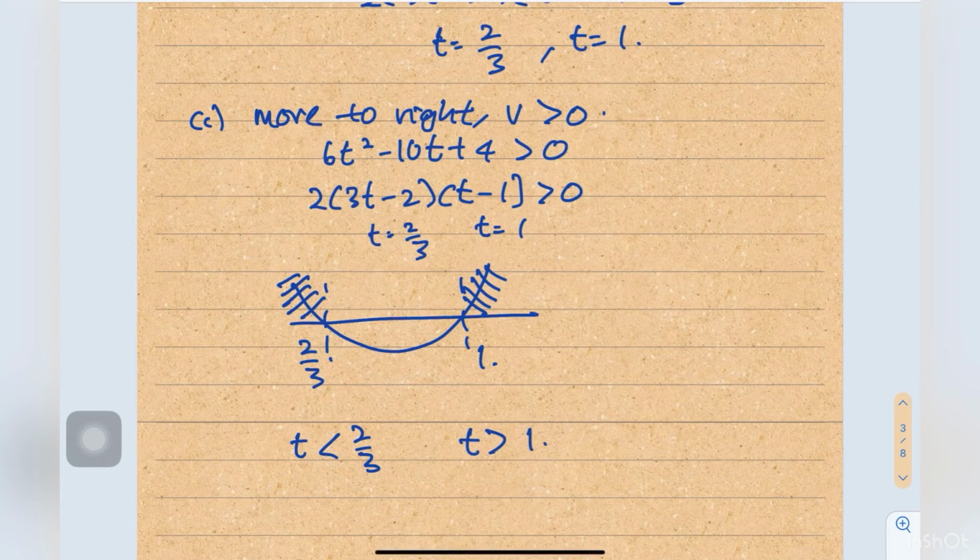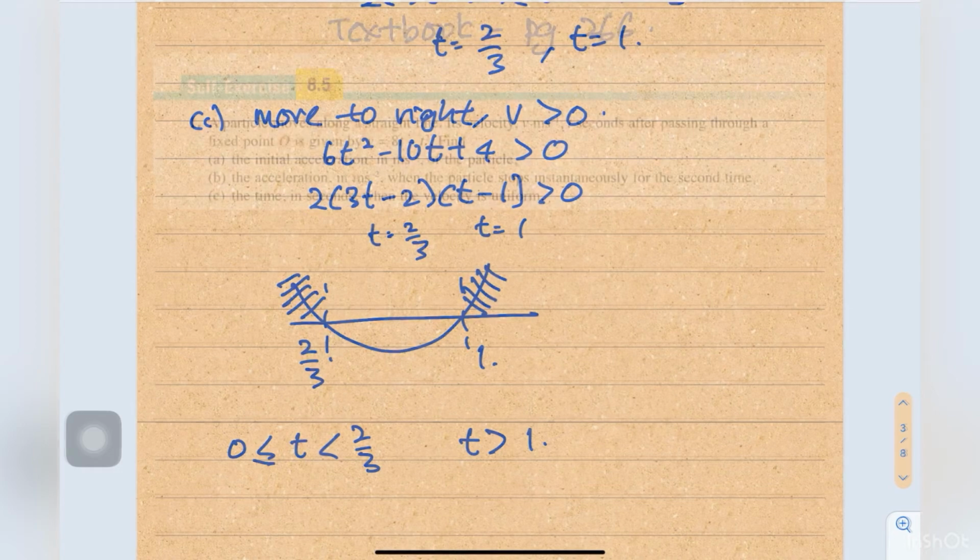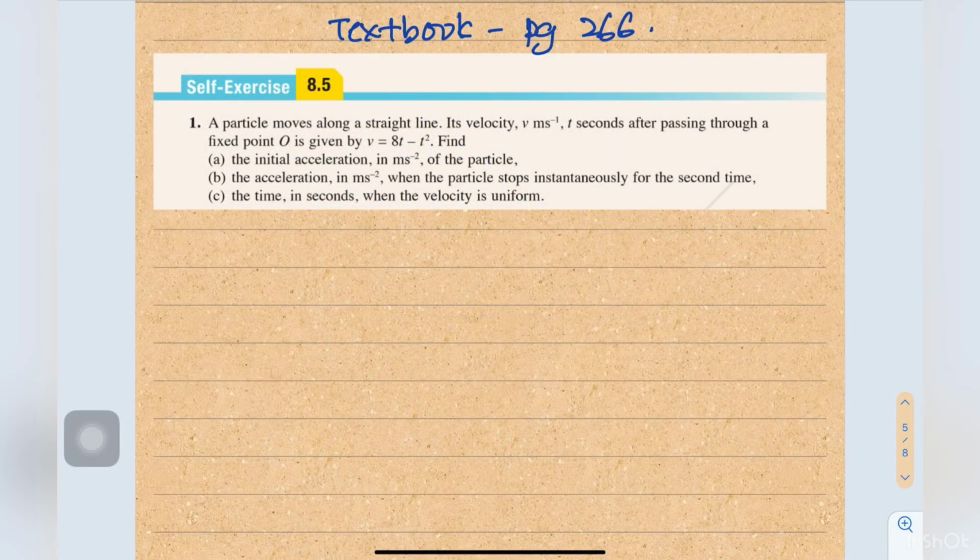Okay, but this one t is time. Okay, time is a scalar quantity, always positive. So you have to limit this one, t less than 2 over 3. This one you must put t more than or equal to 0, because t is always positive. Okay, now we are going to continue in self-exercise 8.5.